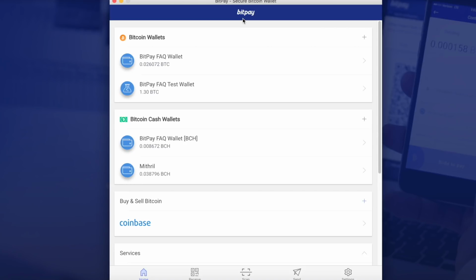To begin, make sure you have downloaded either the BitPay or CoPay wallet. Next, make sure you have both a Bitcoin and a Bitcoin Cash wallet. Links to how to do both are in the description. You'll also want to make sure you have some Bitcoin or Bitcoin Cash in one of your wallets.